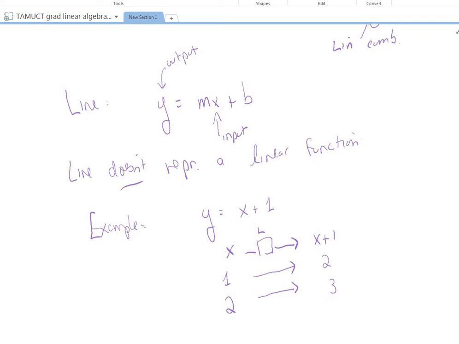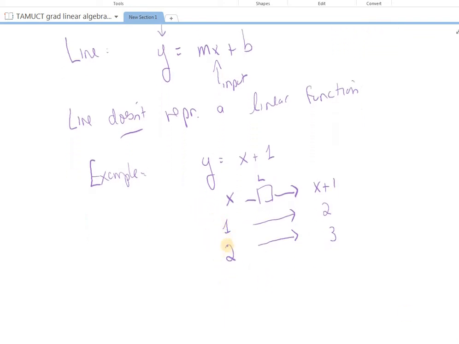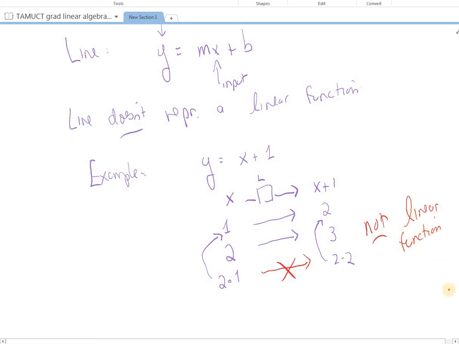Now, if the function were linear, then if I put in 2 times 1, here my output should be 2 times 2, because I'm taking 2 times this value. My output should be 2 times this value if the function was linear. But in fact, you can see that that's not the case. So this does not work. So the function is not linear. Even though it is the equation of a line, it is not a linear function.